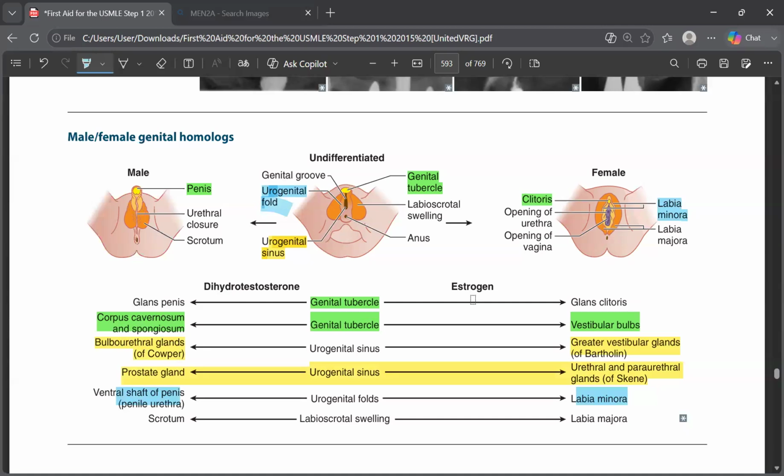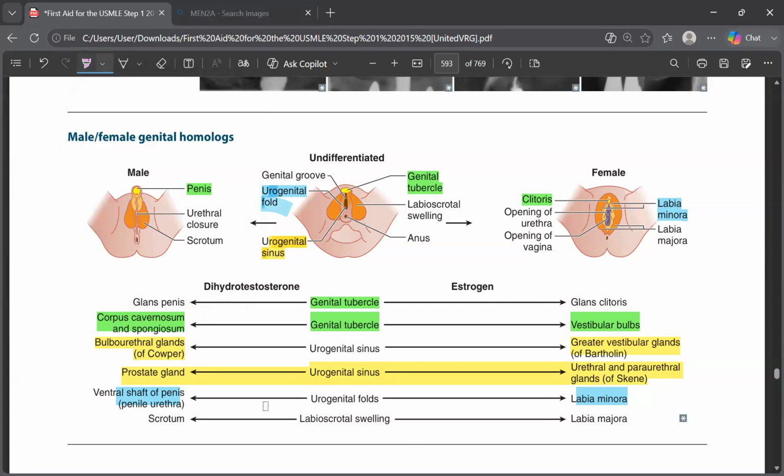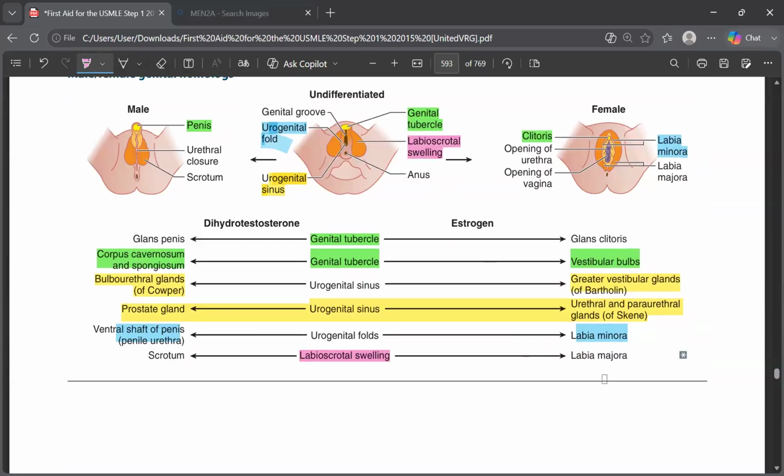And the labioscrotal swellings, the very lateral structure, develop into the labia majora in the female and the scrotum in the male. The labia majora is the outer part, basically the biggest portion, and the scrotum is also a big structure among those we have studied. So the labioscrotal swellings form the labia majora and the scrotum.